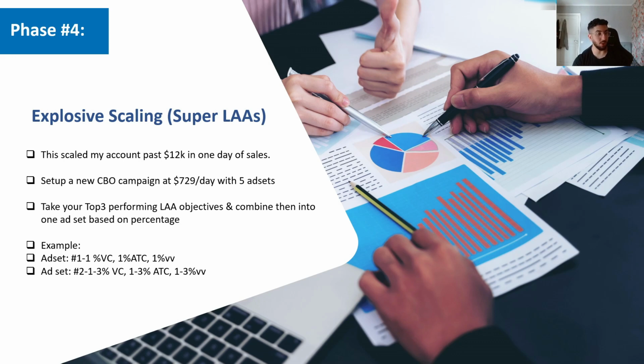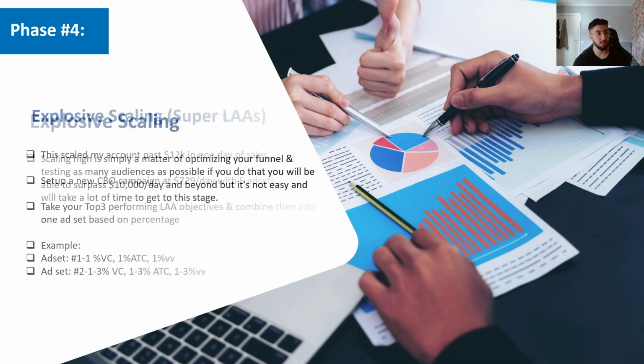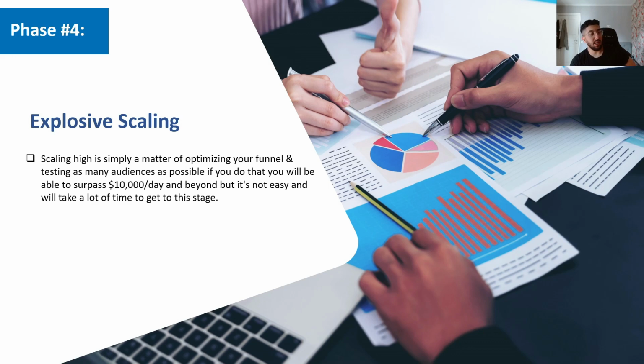And take your top 3 performing lookalike objectives and combine them into one ad set based on your percentage. So for example, ad set 1: view content 1%, add to cart 1%, website visitors 1%. All of this, you can just add and mix together. That's going to be one ad set, and in the next one you can do the same thing. So explosive scaling is simply a matter of optimizing your funnel and testing as many audiences as possible. If you do that, you will be able to surpass $10,000 a day and beyond.